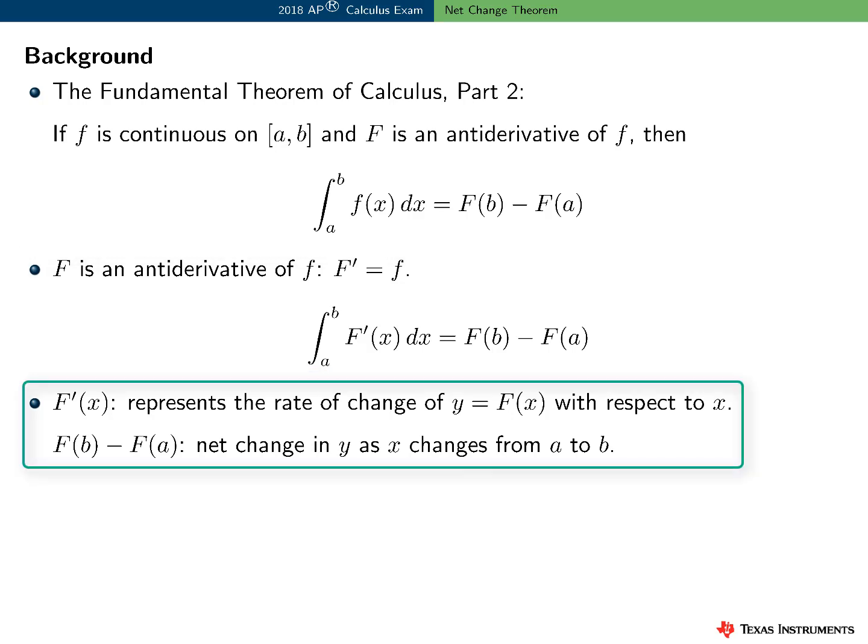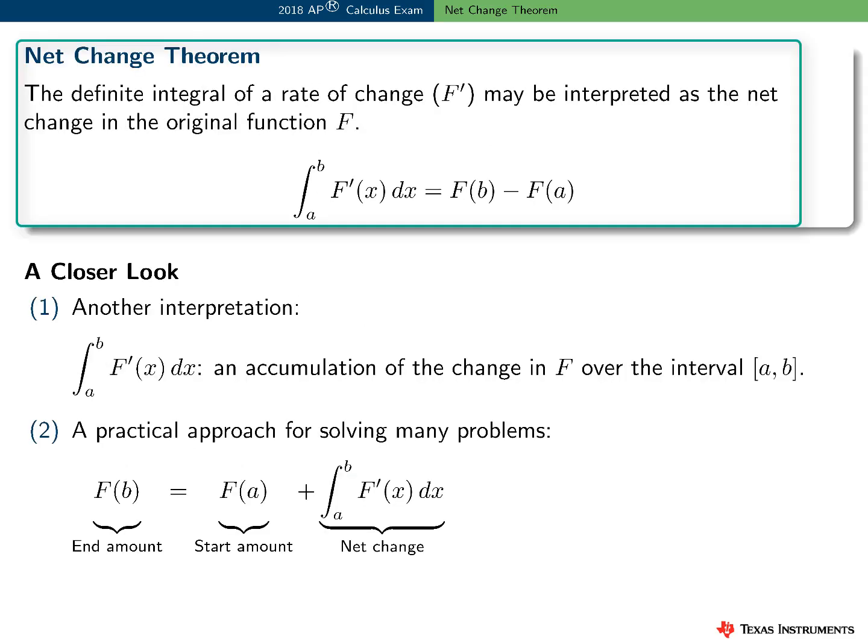Now, we know that f prime of x represents the rate of change of y equal f of x with respect to x. And we know that f of b minus f of a is the change in y as x changes from a to b. But remember, y could, for example, increase, then decrease, then increase again. And therefore, f of b minus f of a really represents the net change in y. So, using this interpretation, we can restate the Fundamental Theorem of Calculus Part 2. I'll call this the net change theorem.